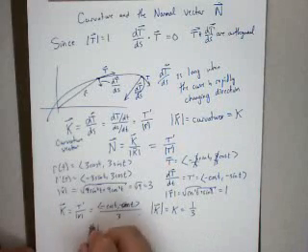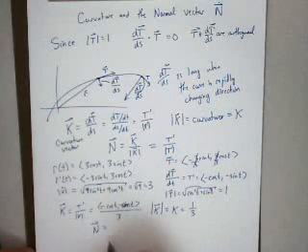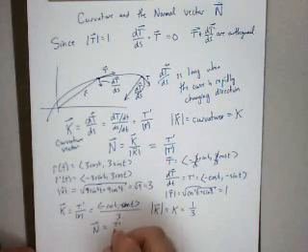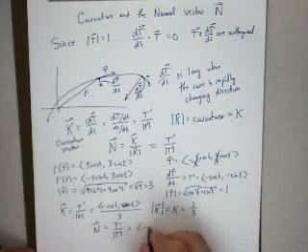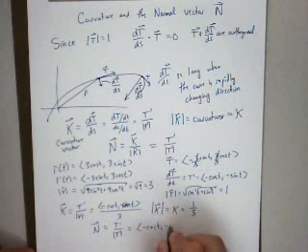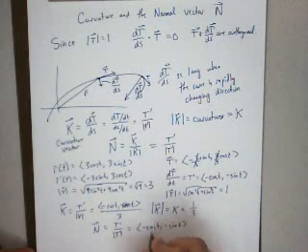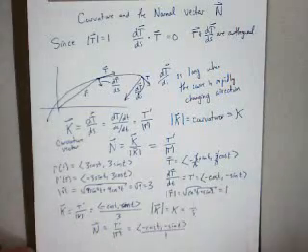And the normal vector is found by just taking T prime over the magnitude of T prime, which in this case is negative cosine t, negative sine t over 1. That completes this one.